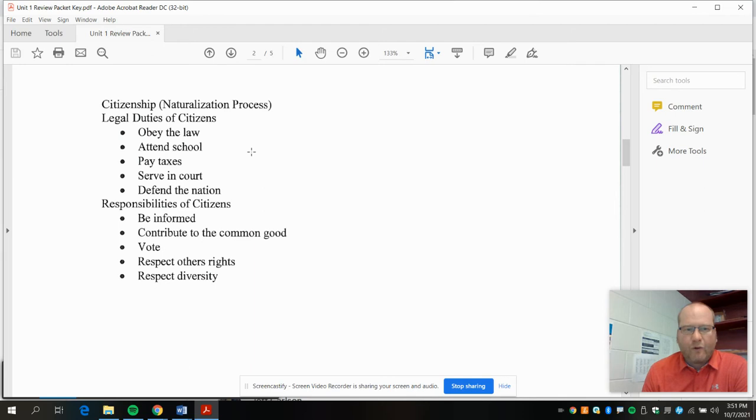And then responsibilities of citizens. Remember, we need to be informed. So you got to watch CNN 10 every day with Carl Azuz. Contribute to the common good. And people do that through volunteering their time, their energy. Oftentimes it's through donations, monetary donations, money. Vote. Respect others' rights and respect diversity.